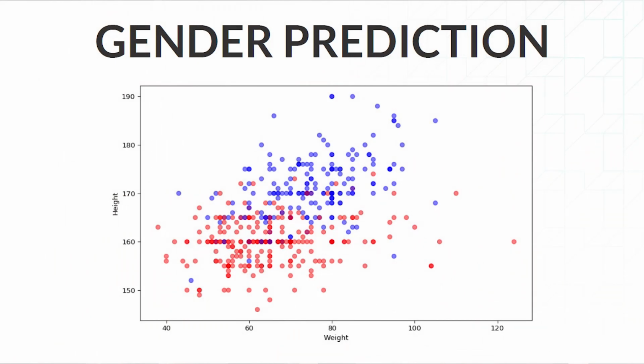First, let's verify if this is even possible. I extracted a subset of a medical data set, and on this chart you see the red dots are all women and the blue dots are men.